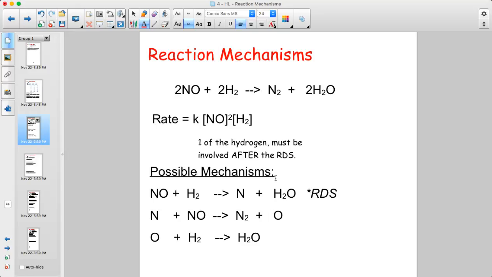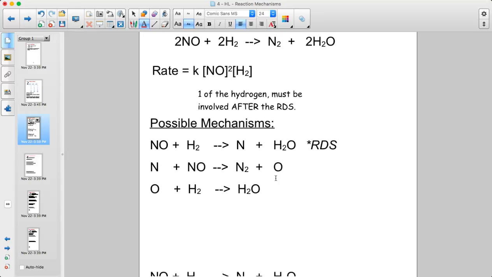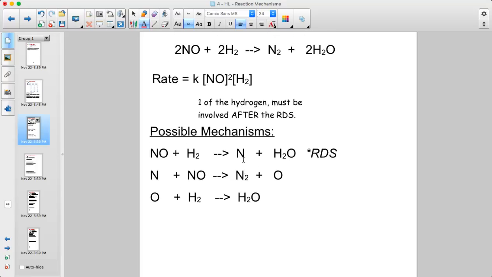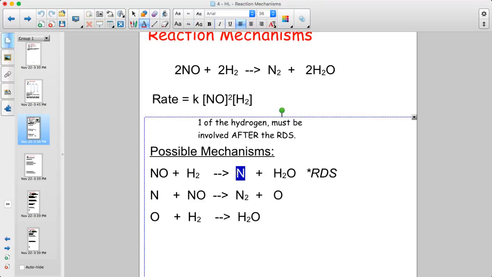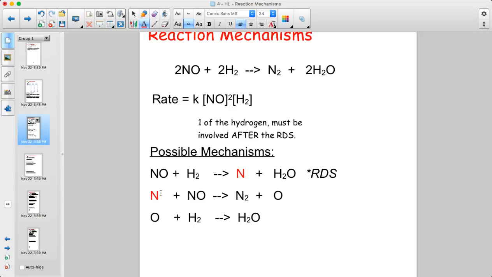Okay, so here is a possible mechanism, and let's say you were presented with this on the IB exam, and they said, okay, let's see whether or not this possible mechanism that's being suggested matches the rate equation. So what it's saying is that in the first step, perhaps nitrogen monoxide reacts with a hydrogen molecule and creates a nitrogen atom and a water molecule. Now, this nitrogen atom, that's what we mean by an intermediate. Notice it's not anywhere in the actual stoichiometric equation. It's something that they're suggesting gets formed partway through, and then it immediately gets used up in the next step.